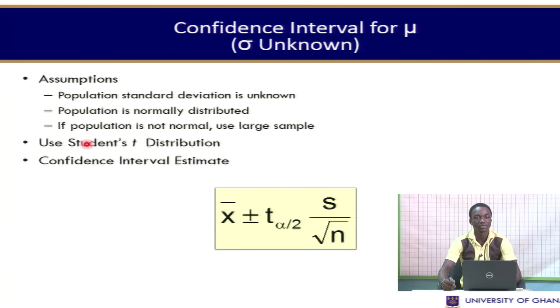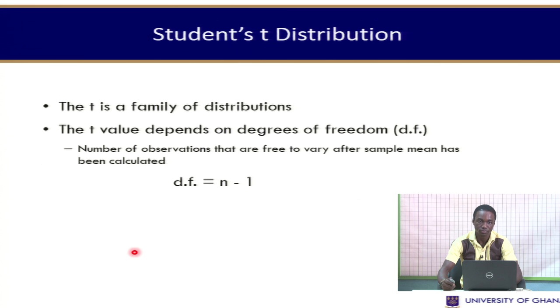Our assumption is that the population standard deviation is unknown and the population is normally distributed, or even if the population is not normally distributed, we are going to use large samples. We are going to use the student t distribution, and the confidence interval for the estimate is X bar plus or minus t alpha over 2 times S, the sample standard deviation, divided by the square root of n.